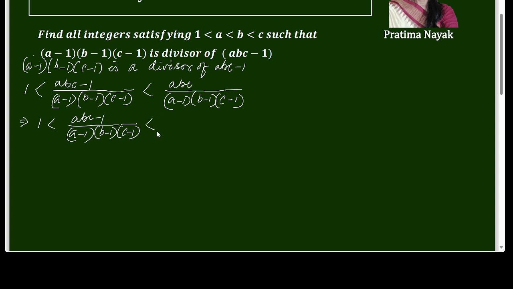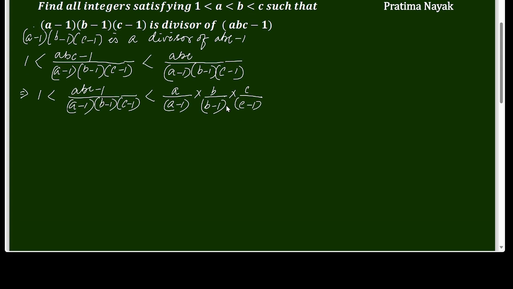Now this extreme right product can be written as a over a-1 multiplied by b over b-1 multiplied by c over c-1. Now it is given that 1 < a < b < c. It implies that a is greater than or equal to 2, b is greater than or equal to 3, and c is greater than or equal to 4.